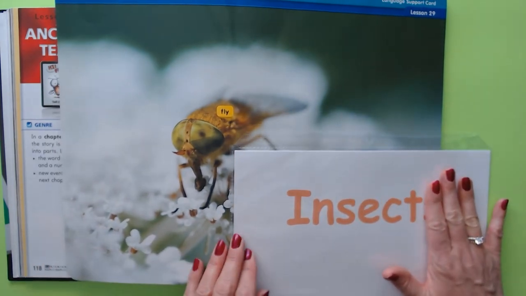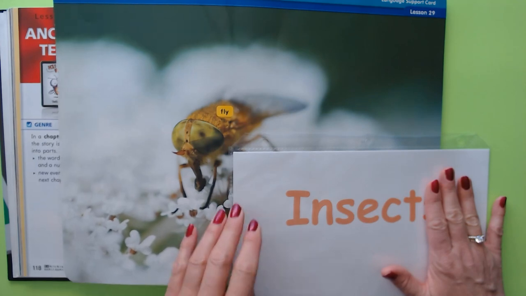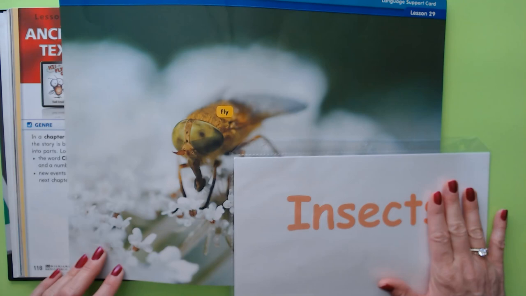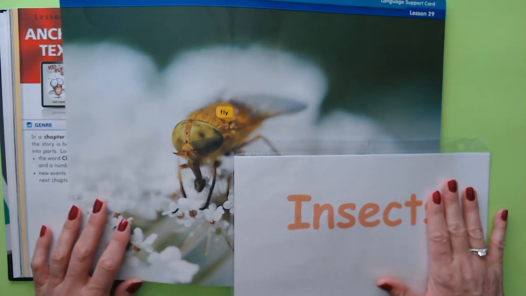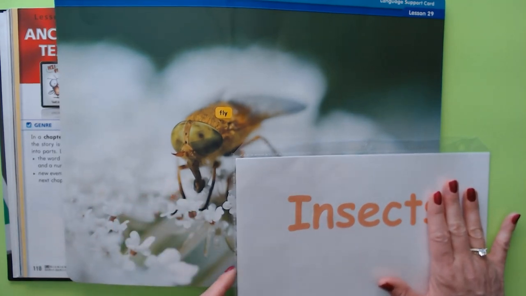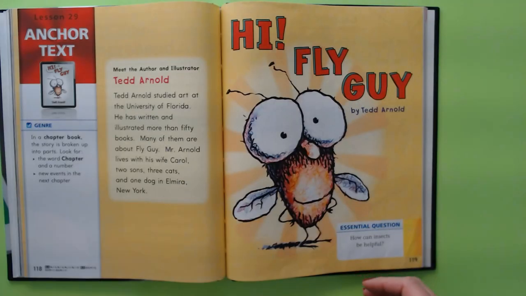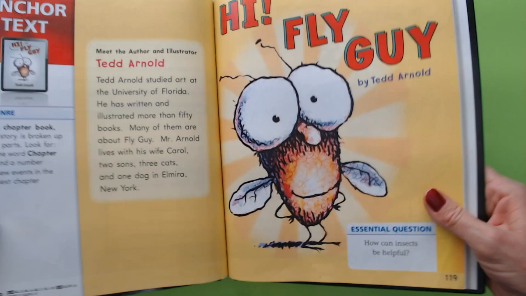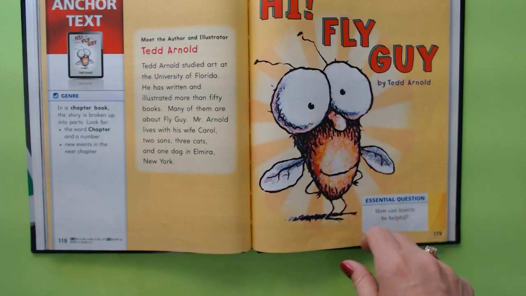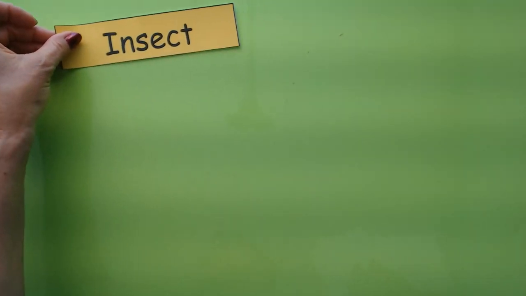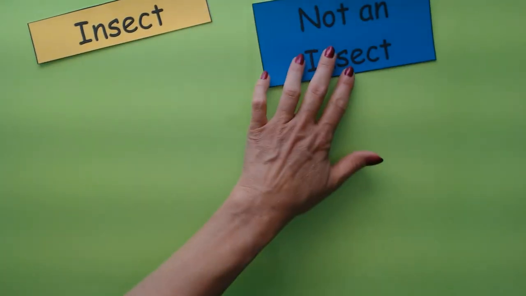Flies are insects. So insects have six legs. And they normally have wings, but some of them, like ants, don't have wings, except for their queens. So I want to talk a little bit about insects. A quick little activity on insects. We'll call it science. Okay. How many legs do insects have? Insects have six legs. So we're just going to quickly sort these.